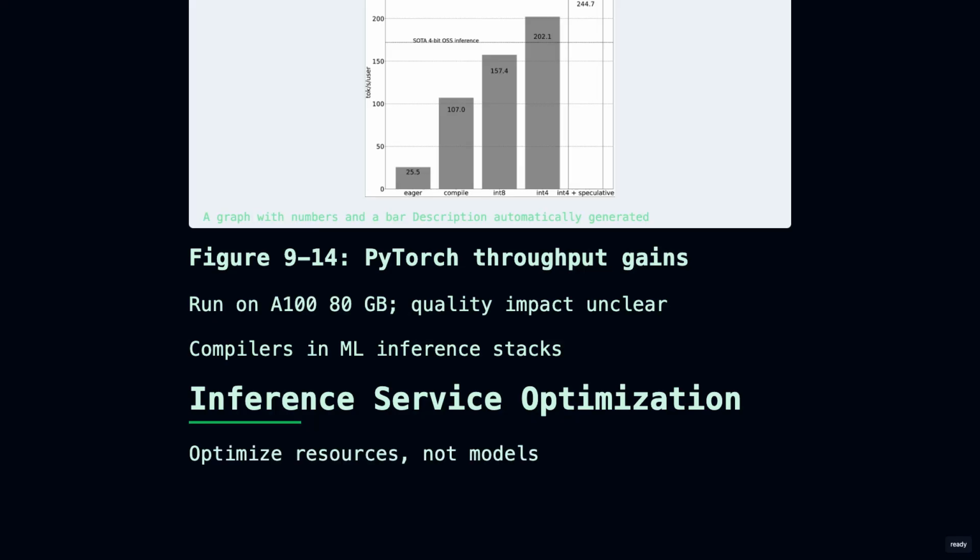Service-level optimization is mostly about scheduling and allocating resources across incoming requests. The model itself stays unchanged, so the goal is better efficiency without affecting output quality.